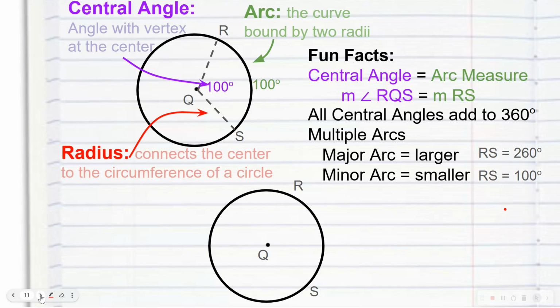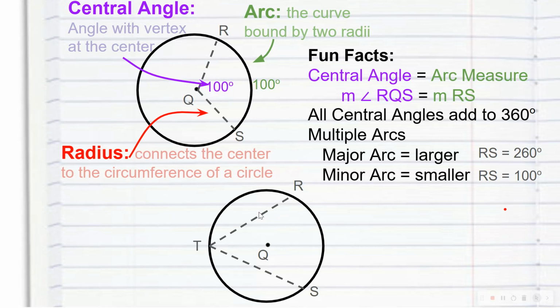Okay, let's draw the same circle, circle Q with points R and S on the circle. But this time, instead of drawing the radius, I'm going to draw two little line segments that connect from R to T and T to S. So I have a different angle. These segments that have endpoints on the circle, they're called chords. We'll talk about it more next lesson.